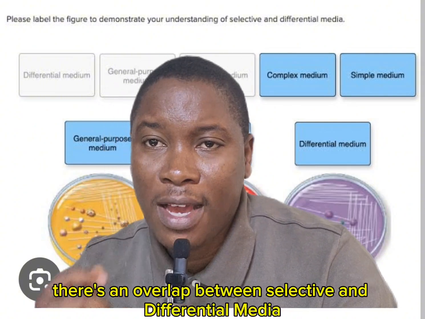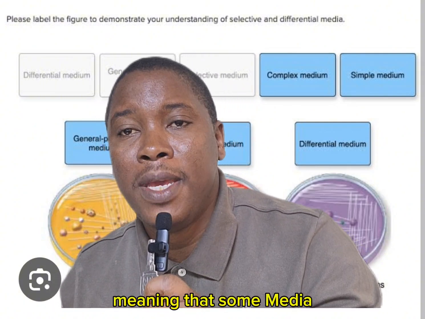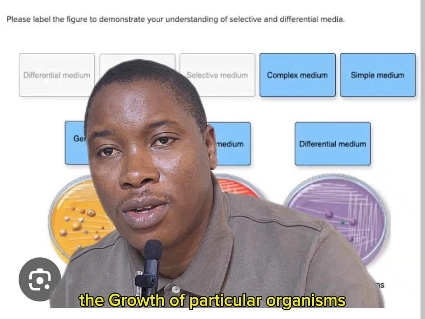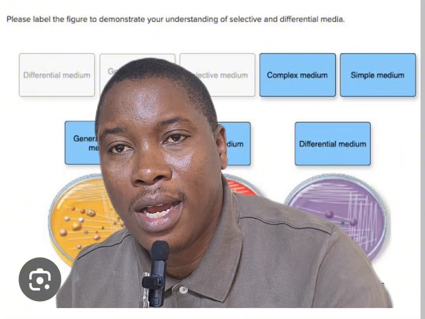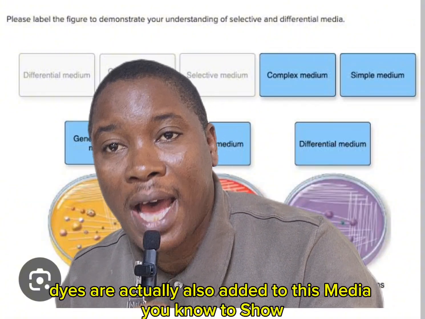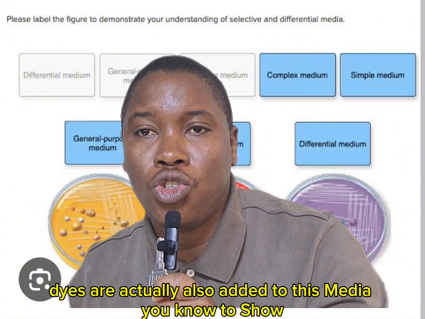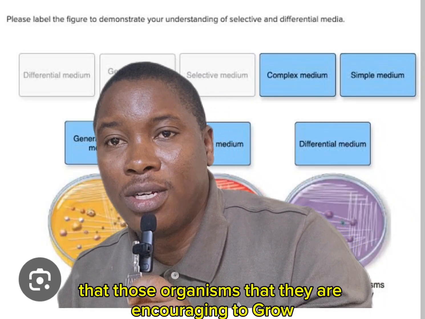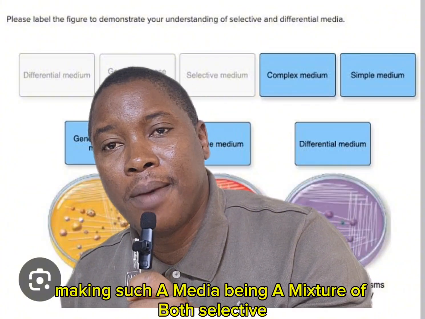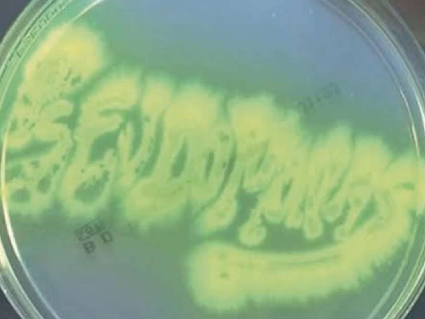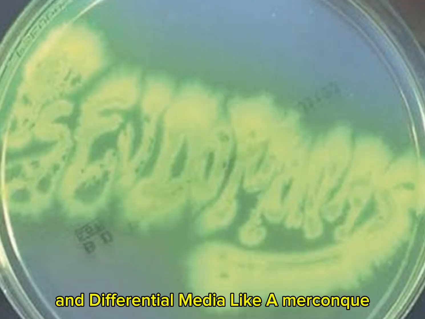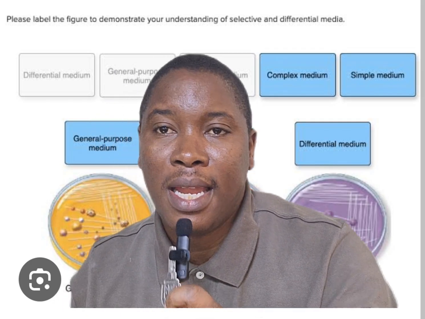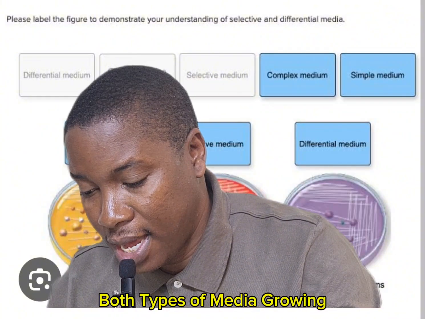Now it's important to note that sometimes there's an overlap between selective and differential media, meaning that some media are selective in nature, meaning that they encourage the growth of particular organisms. Then dyes are also added to this media, to show visually that those organisms that they are encouraging to grow are growing, making such a media a mixture of both selective and differential media, like our MacConkey, our mannitol salt agar, our EMB. These are all examples of media that have both types of properties.